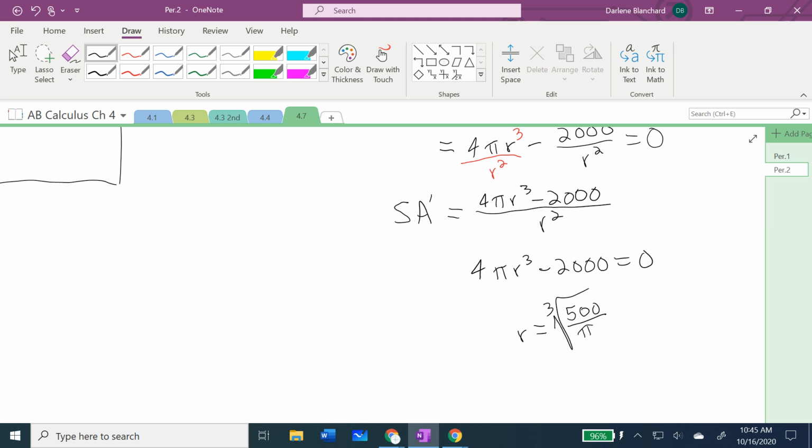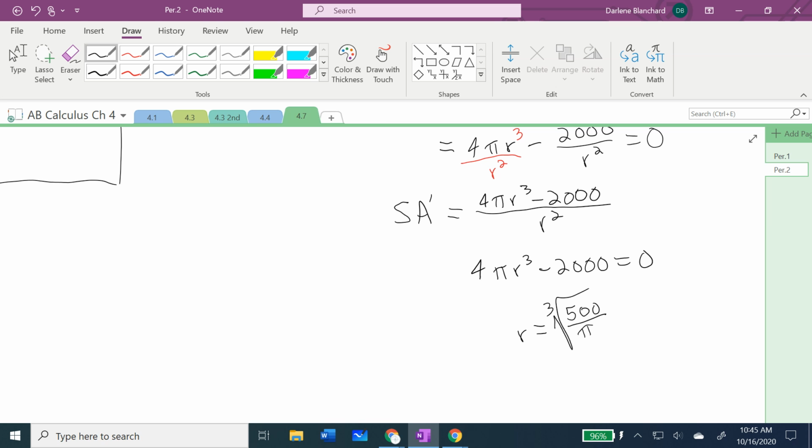Wait, I just noticed something in the chat. How long ago was that written? A minute ago. It would definitely minimize the cost for metal, though. Oh, for the radius to be 0. That was a joke. That was funny.